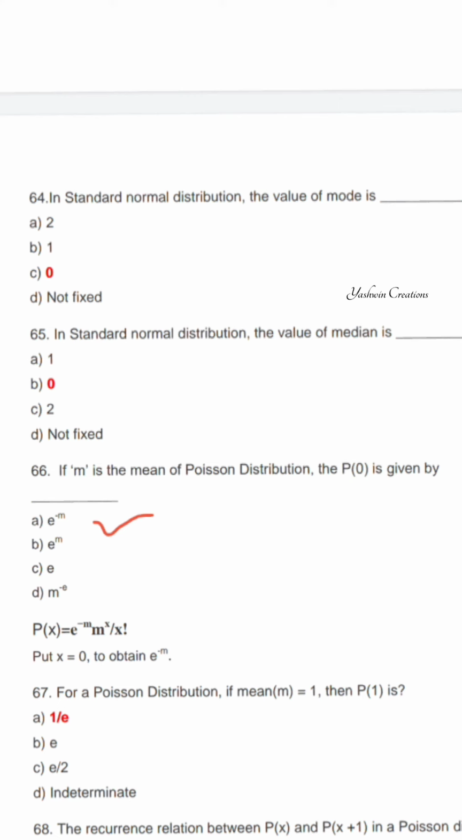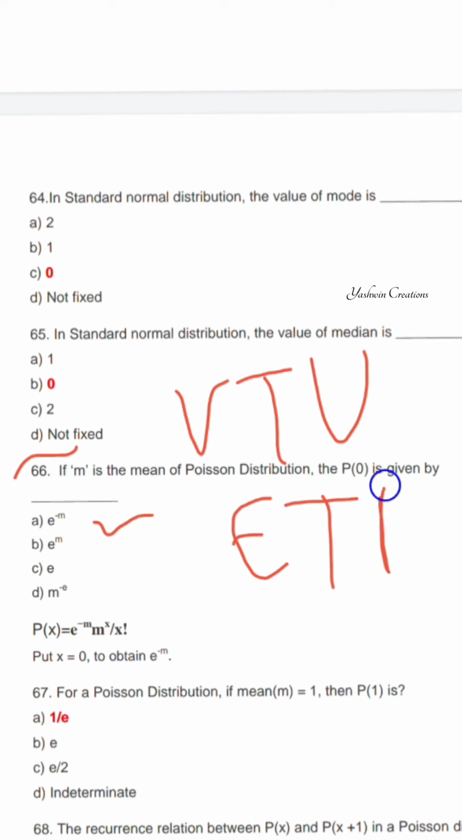This question was also asked in the question paper, just instead of m, they have given the value as mu. If mu is the mean of Poisson distribution, then P of 0 is e to the power of minus mu. So that is the right answer. This question was also asked in the VTU-ETR, that is the PhD entrance exam.